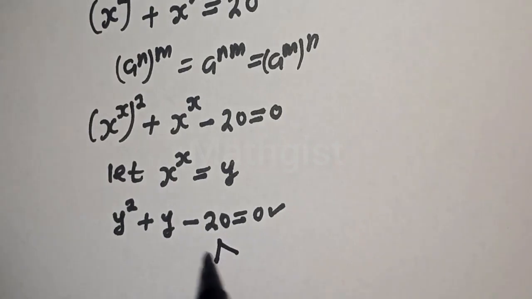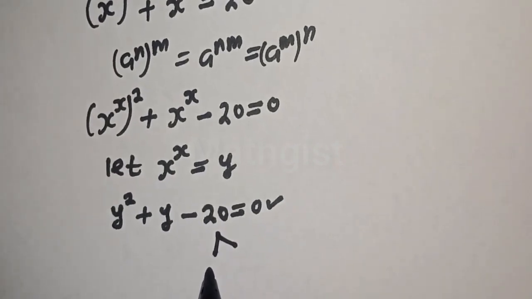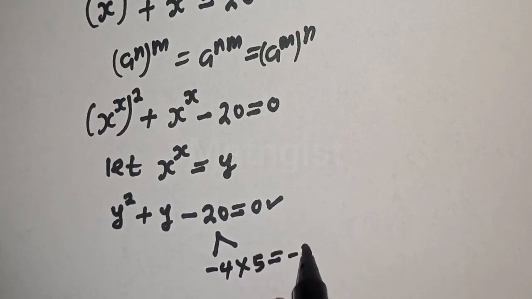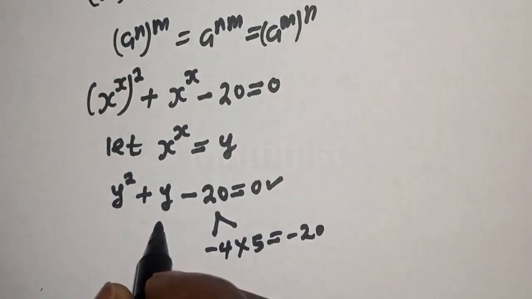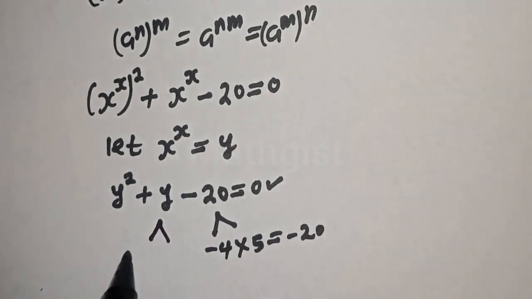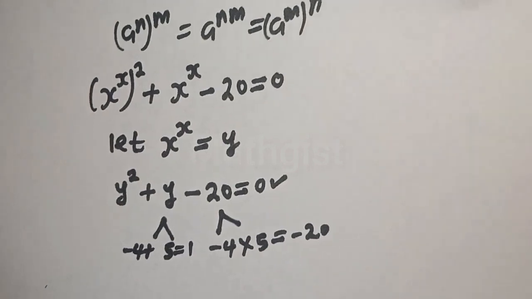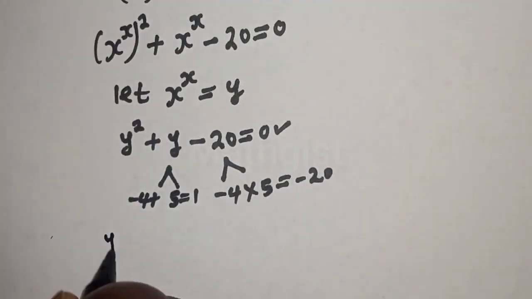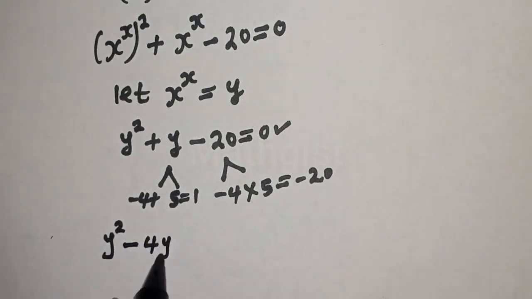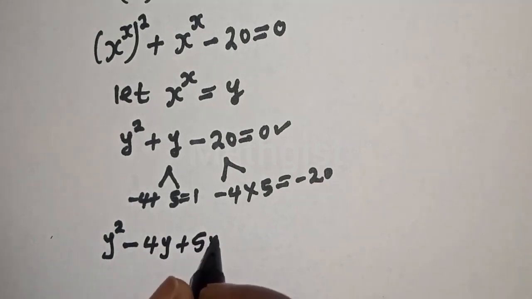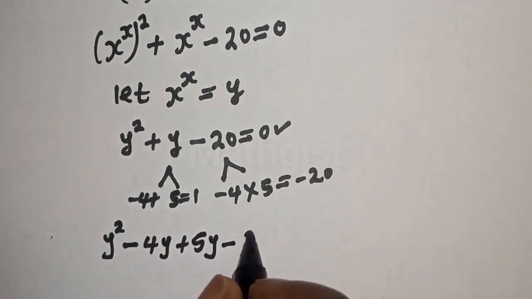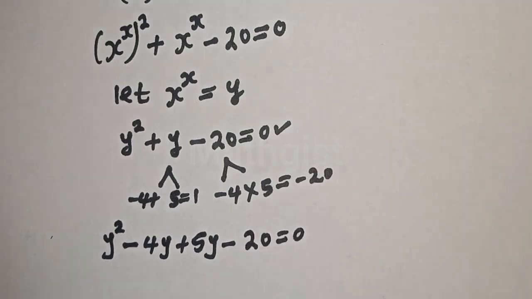Here the product is minus 4 times 5, which is equal to minus 20. And from here, the sum will be what? Minus 4 plus 5, which is equal to 1. So let's substitute. y square minus 4y plus 5y minus 20 is equal to 0.